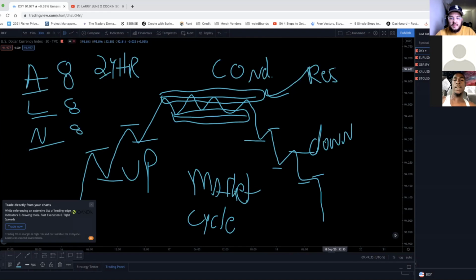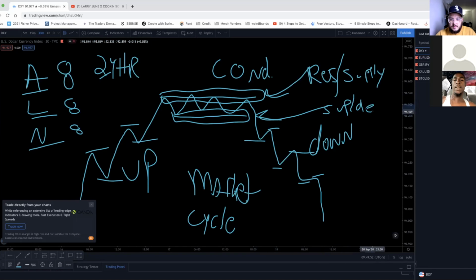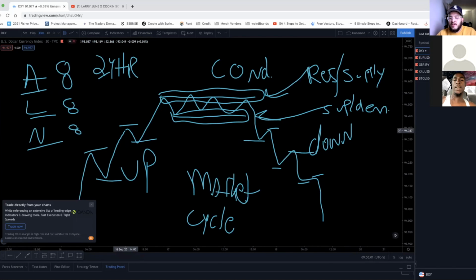People call this resistance, slash supply. And then this is coined as support, AKA demand. Excuse my handwriting, I know it's atrocious. But these concepts are used for so many ages in trading.